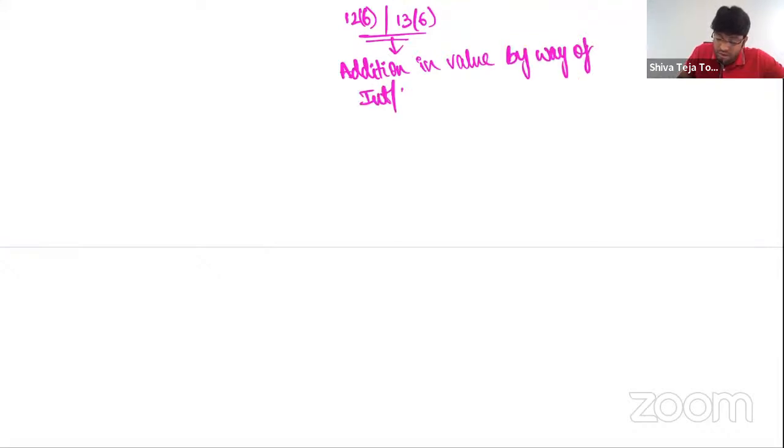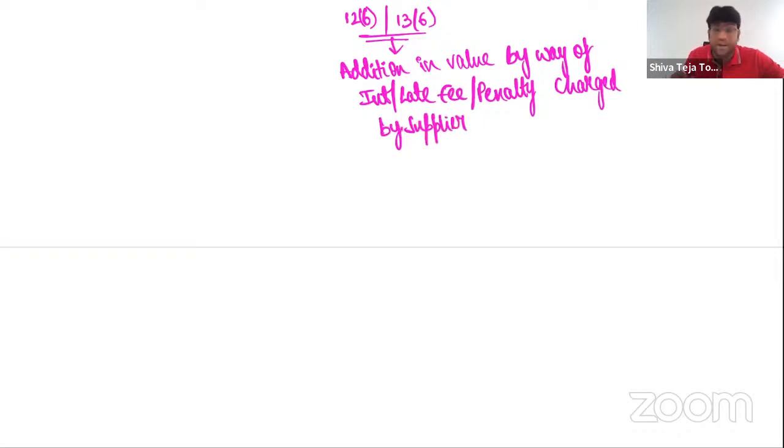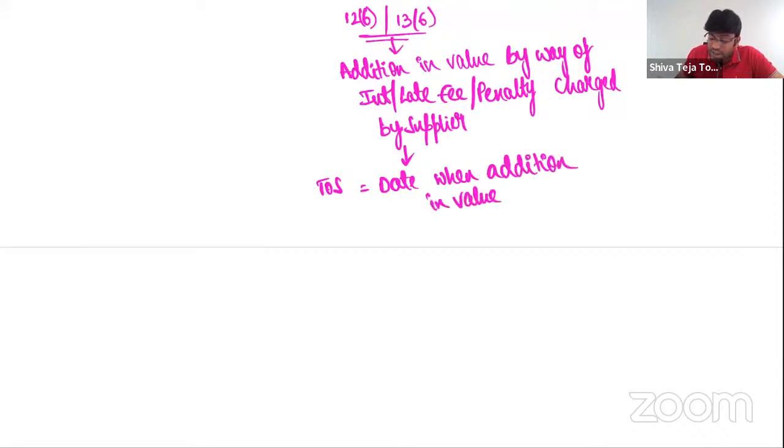12.6 or 13.6: addition in value by way of interest, late fee, or penalty charged by the supplier. This is very common in the market, where the supplier gives some due date to make the payment, and if the recipient does not pay on time, there is a high possibility that the supplier may charge interest, late fee or penalty. Clear, my dear friends? They clearly said that for all this, time of supply will be the date when the addition in value is received. So the date of receipt of that interest, late fee, or penalty, that day only will become time of supply.